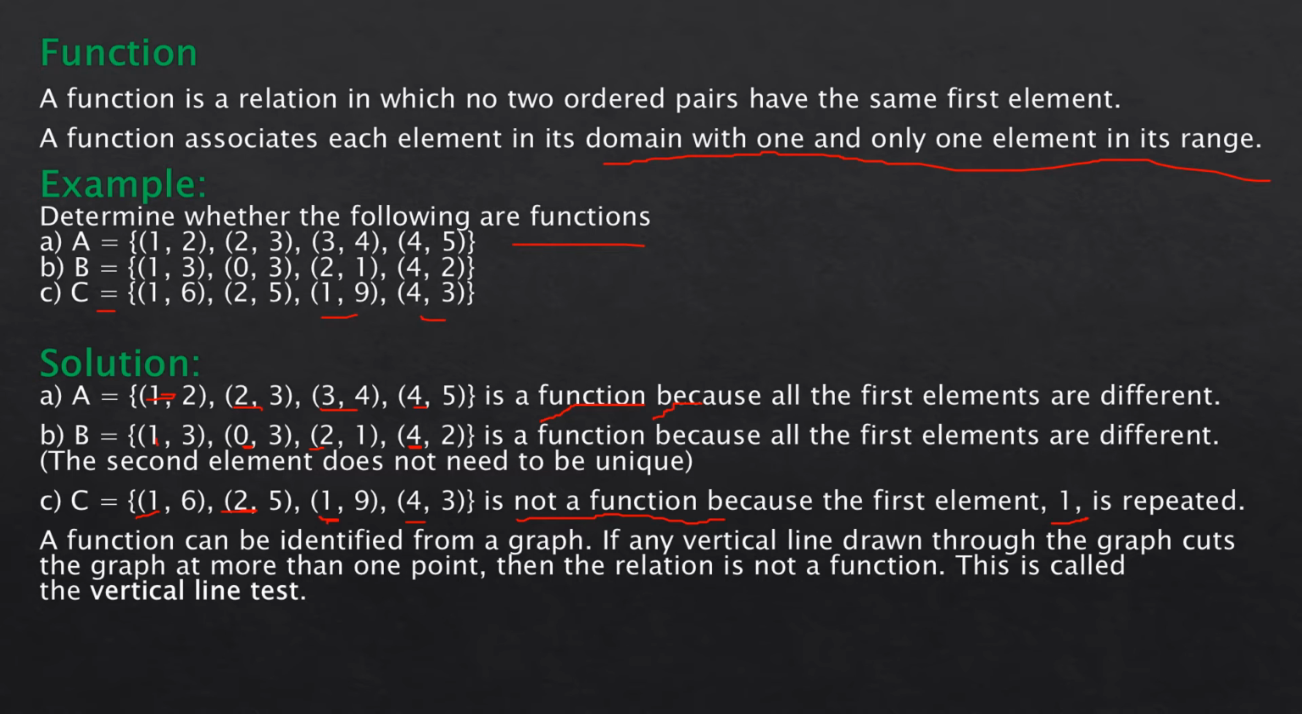A function can be identified from a graph. If any vertical line drawn through the graph cuts the graph at more than one point, then the relation is not a function. It's called the vertical line test. Okay, students, now you know the first element must be different. If they have the same number, they are not a function.